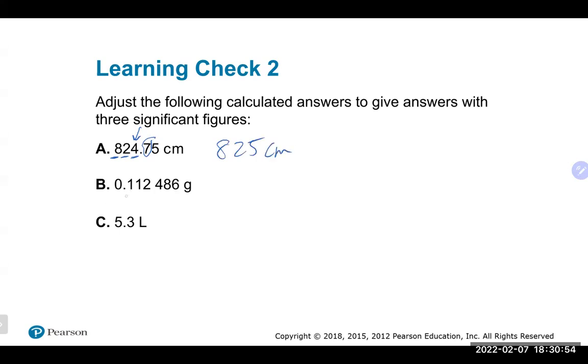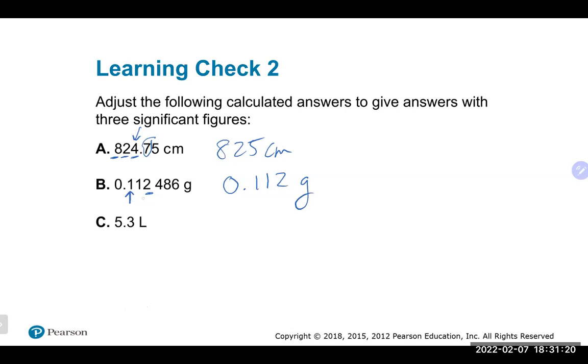Looking at this one, again, we would not start counting until we hit that 1. And that means that the 2 there is the 3rd significant figure. And looking at the next number, which is a 4, we would simply just drop all those and end up with something that looks like 0.112, which is 3 significant figures.